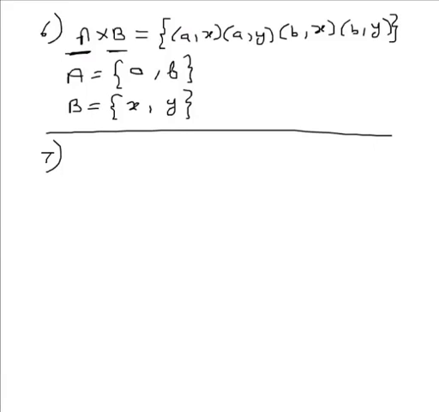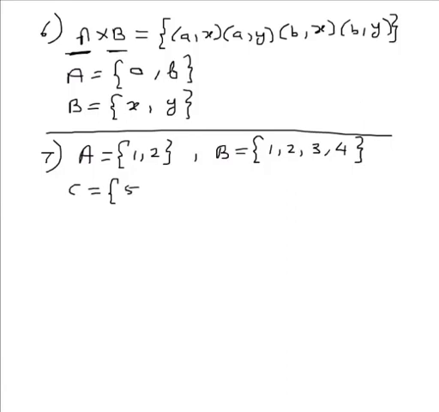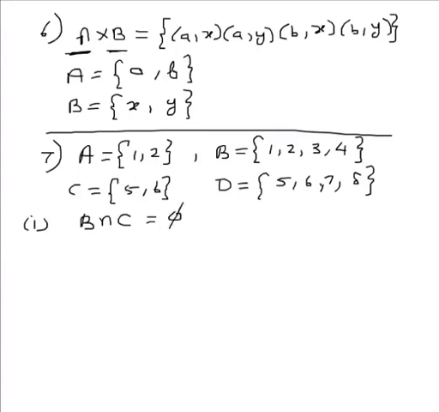Now question number 7. Set A is {1, 2} and set B is {1, 2, 3, 4}. Set C is {5, 6} and D is {5, 6, 7, 8}. Verify that A cross (B intersection C) is equal to (A cross B) intersection (A cross C). Let us first find B intersection C. Common elements we have to write. Nothing is common. It is a null set.